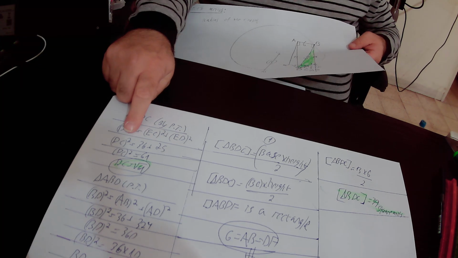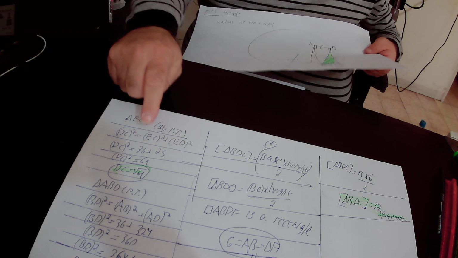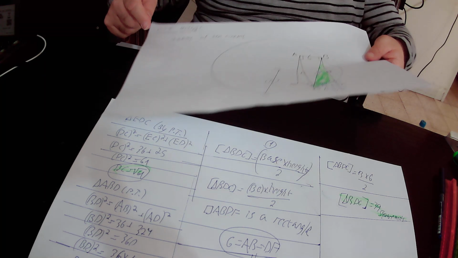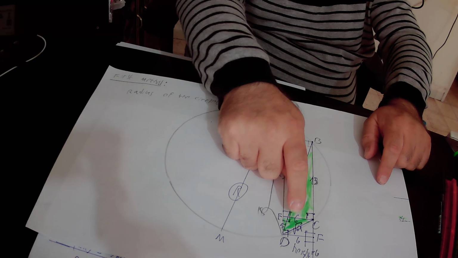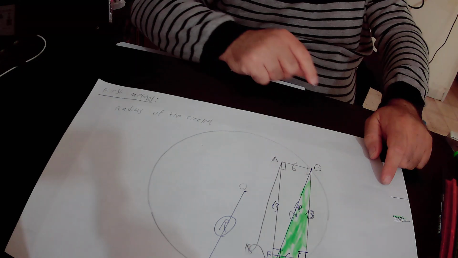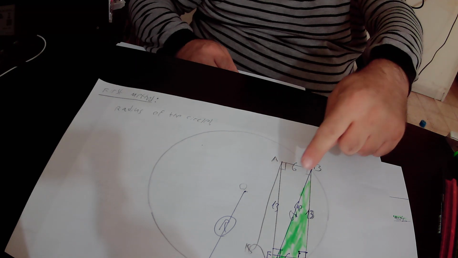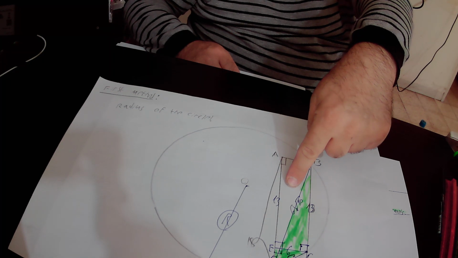Here we took a root of this equation and we found out that DC equals the square root of 61 units. Here the hypotenuse DC equals the square root of 61 units. In the next step we joined points B and D together by a straight line. By joining points B and D we created this right triangle ABD.